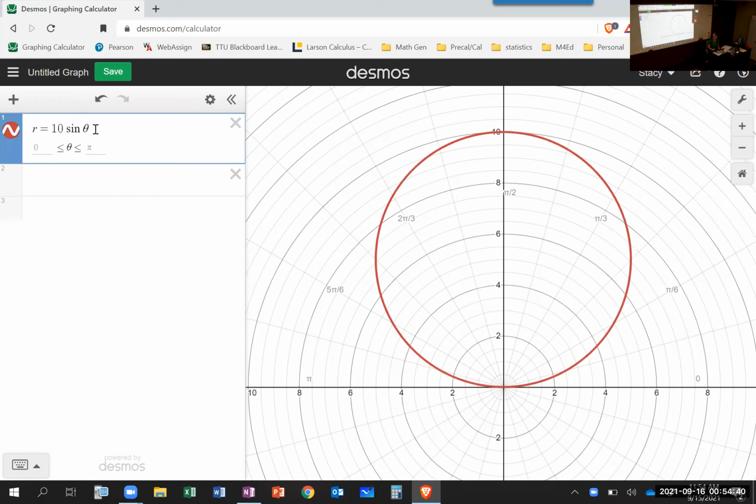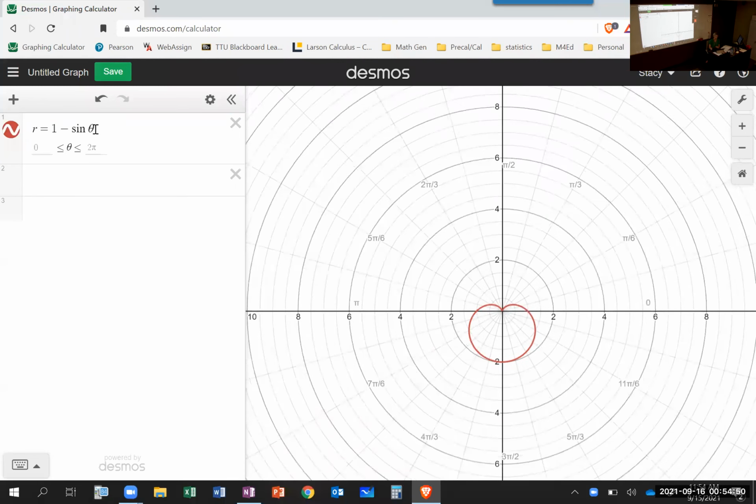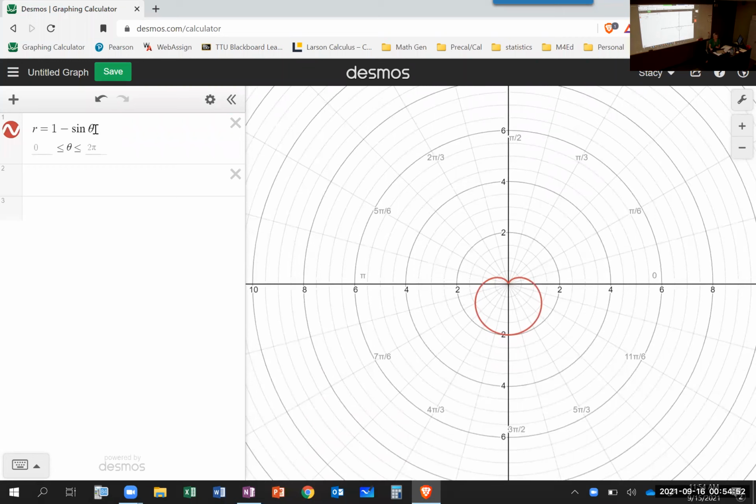Let's do 1 minus 2 sine theta. You said 2 sine theta? Yeah. Oh, look what happened when I changed that number. So if it's 1, it looks like a heart. I had a classroom full of boys who said it looked like a butt. First thing they said. Okay, it looks like a butt.